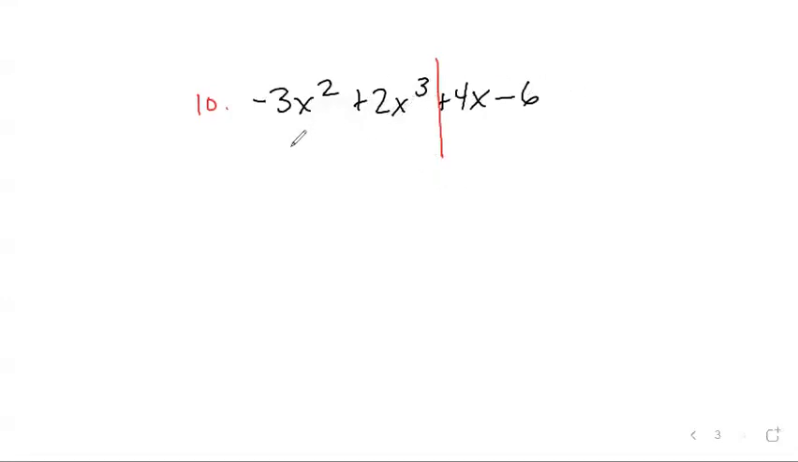So the next thing we want to do is look at this first part. They both have at least an x squared in them. Negative 3 and 2 don't have anything in common, so I wouldn't take anything out of that. So I would get negative 3 plus 2x if I take an x squared out of both of those. Everybody okay with that part? So I know that I really want to have negative 3 plus 2x here.